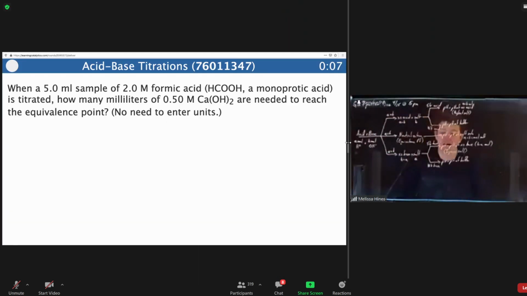So I'd like you to calculate, if you have a 5 mL sample of 2 molar formic acid, how many mLs of half molar calcium hydroxide will be needed to reach the equivalence point?